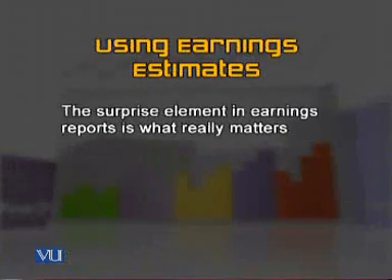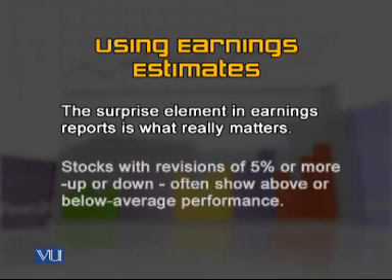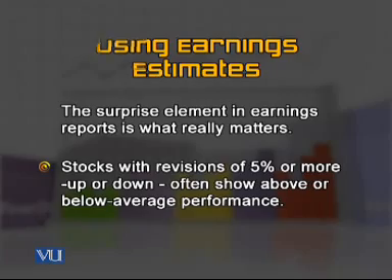They will also impact your ability to decide whether to invest in the company or not. Earnings surprisingly matter a lot while deciding what price to pay. So there are revisions made into the estimates. Stocks with revisions of 5% or more on the upside or the downside show above or below average performance. So there has got to be a correlation with revising estimates.